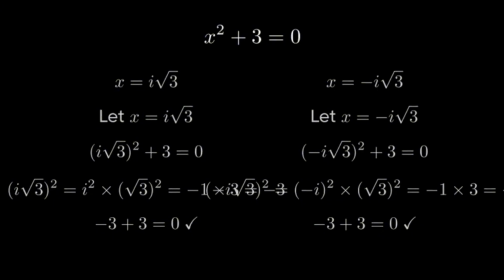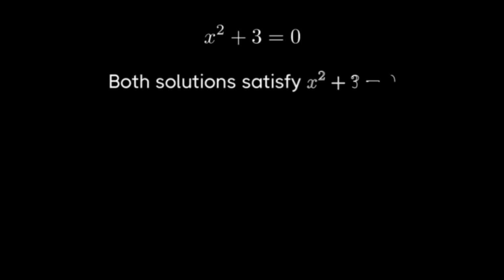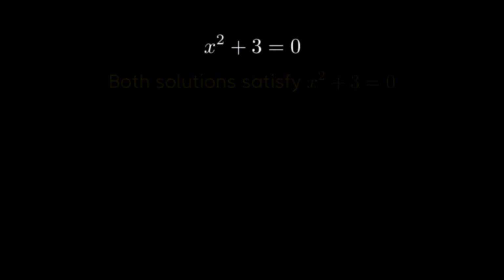We've now mathematically verified that both i root 3 and negative i root 3 satisfy our original equation x squared plus 3 equals 0. This demonstrates an important concept. Quadratic equations with no real solutions still have complex solutions. To better understand these solutions, let's see where they're located in the complex number system using a geometric representation.